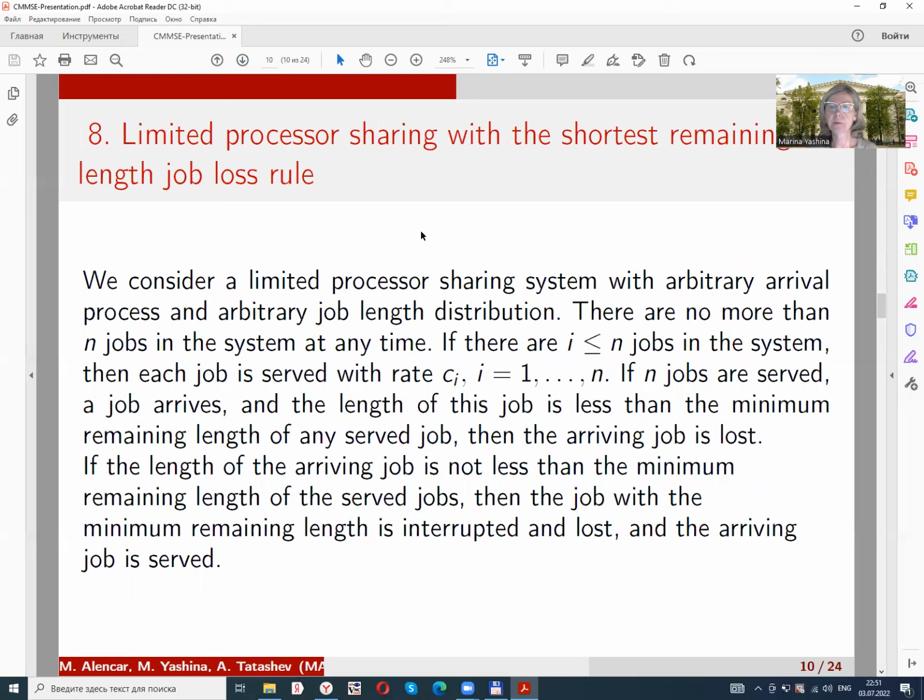We consider a limited processor sharing system with arbitrary arrival process and arbitrary job length distribution. There are no more than n jobs in the system. If n jobs are being served, a job arrives, and the length of this job is less than the minimum remaining length of any served jobs, then the arriving job is lost.